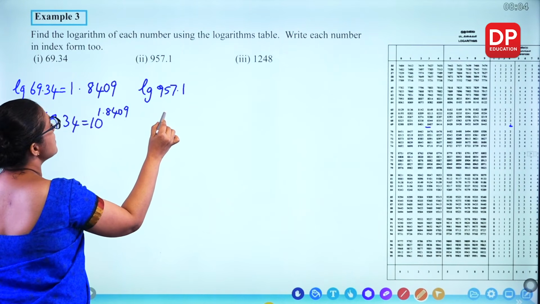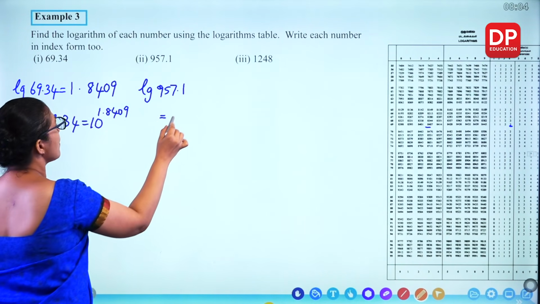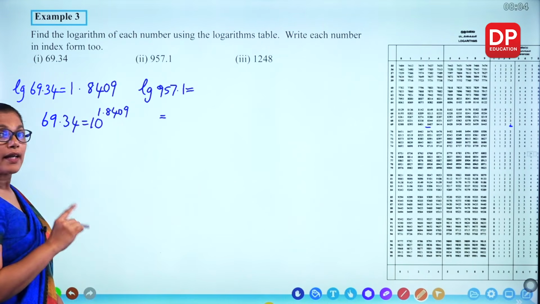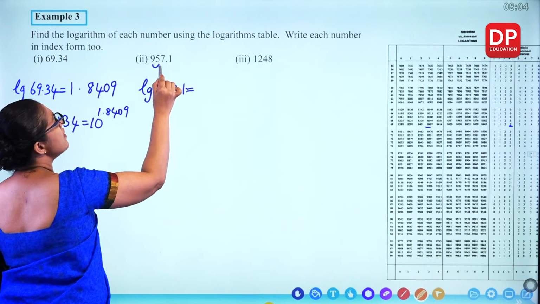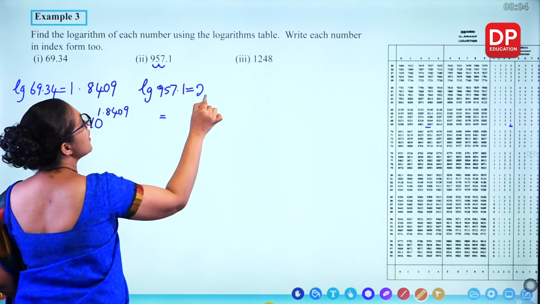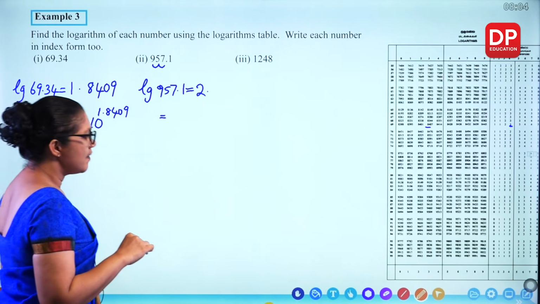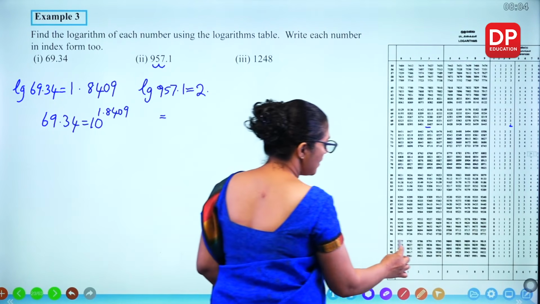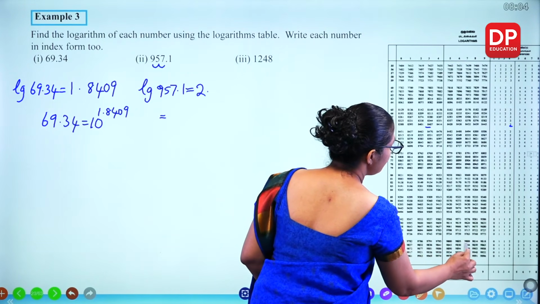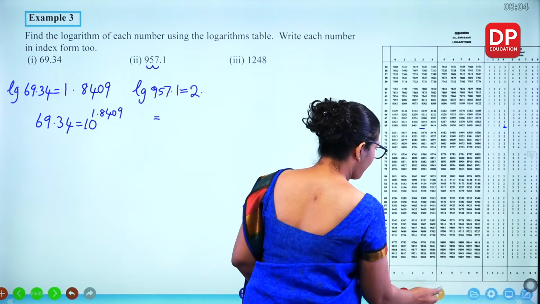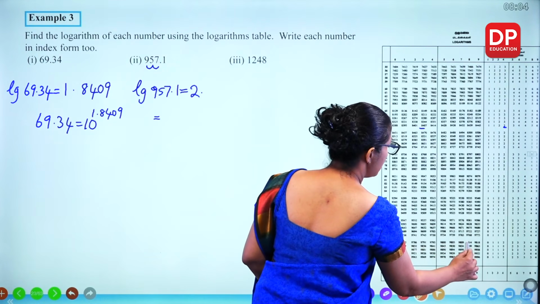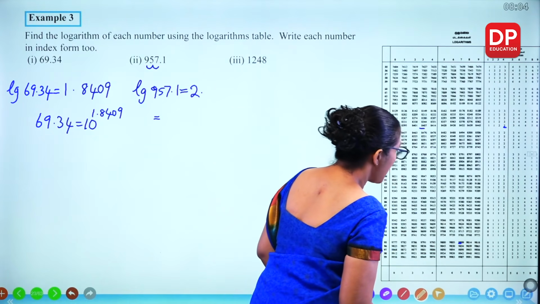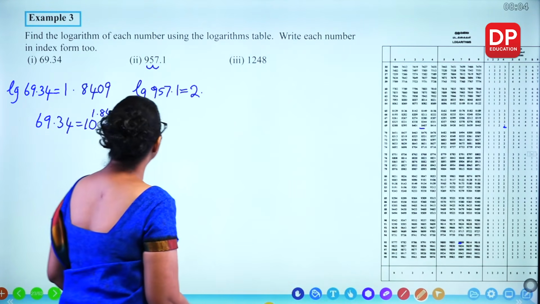This one, LG of 957.1 is equal to what's the characteristic? 1, 2. So 2 point something. 9571. 95, 7. 1 is 0. You get 9809.